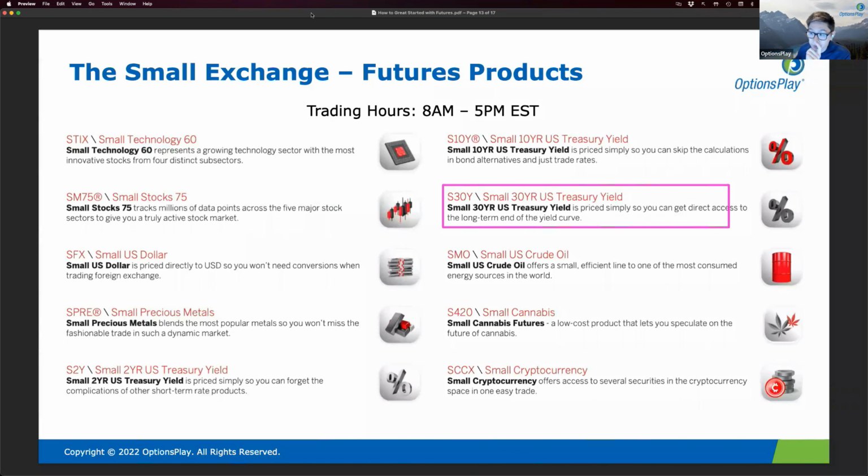There are no margin fees to hold on to a futures contract long term. You do have to roll these contracts every single month. So when they expire, you have to roll to the next month. So there are roll costs involved in that, but there are no margin fees to hold on to a futures contract.